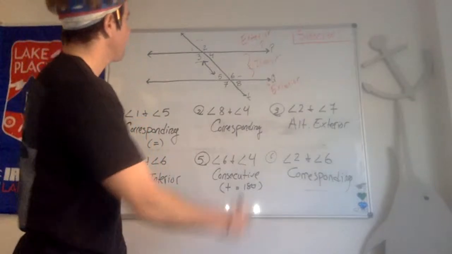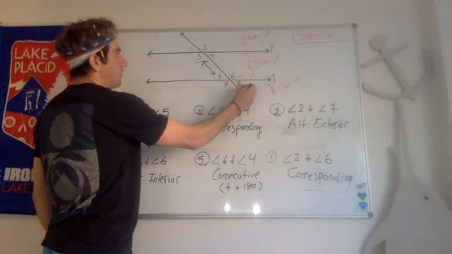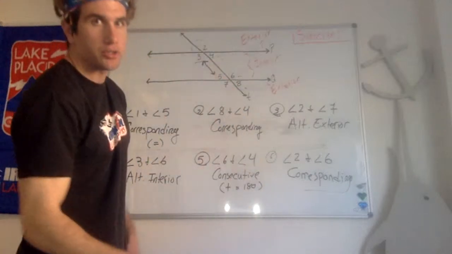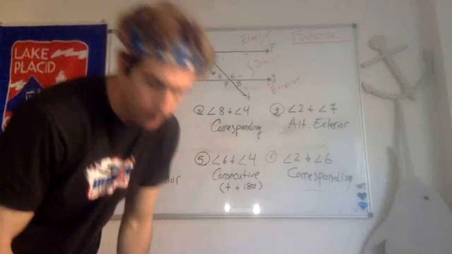And the last one, 4 and 8. Angle 4, angle 8. Inside, outside, same side of the transversal. We got corresponding angles. They're equal. Okay?